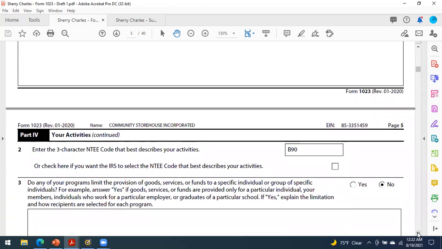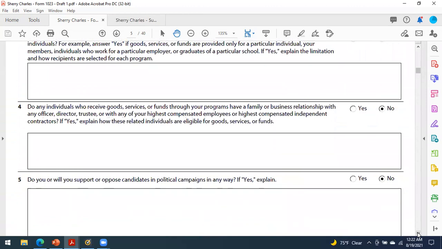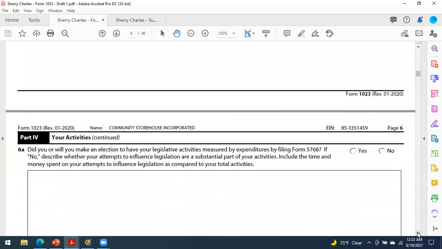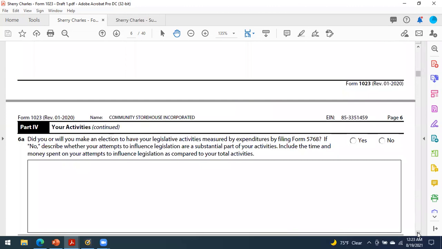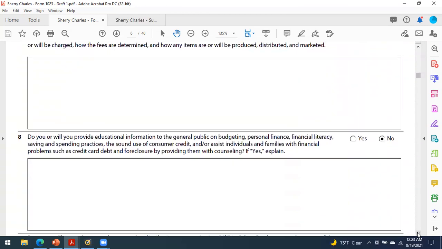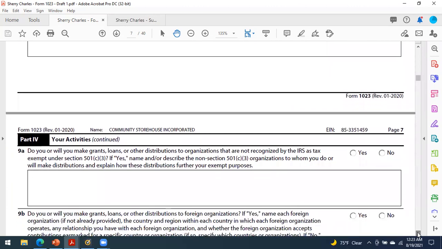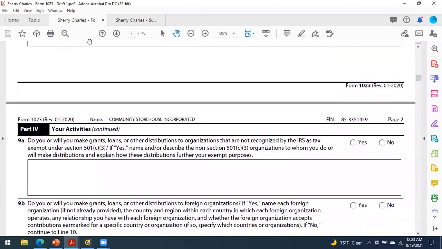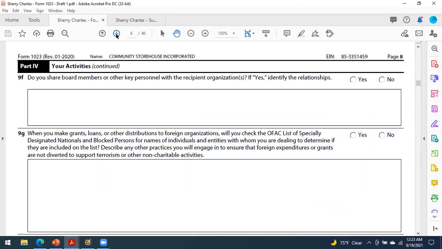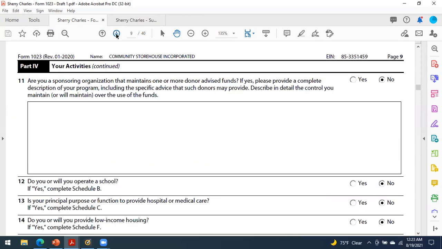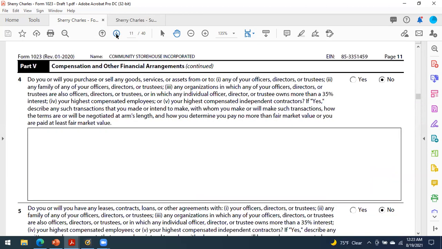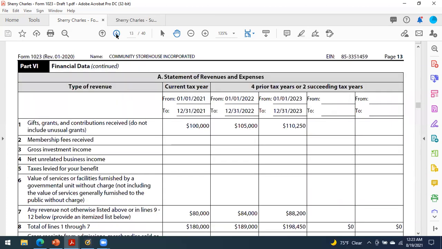Part 4 continued. I apologize for the scrolling. Part 4 continued again. So I think I'm making my point that this application is more extensive than the 1023-EZ. So I'm just going to click per page so that you can see the amount of information that's required. You have your financial data.